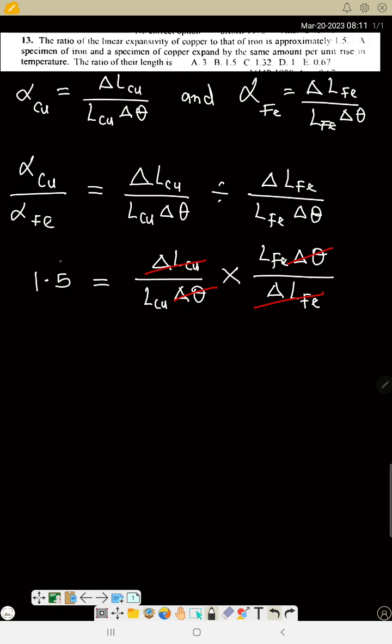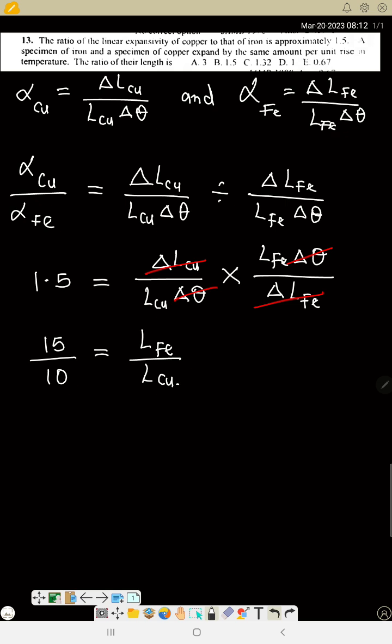So we have 1.5. If you change it to fraction, remember I said if you want to change a decimal point to fraction, you remove the point. So this will be 15 divided by 10. So if you remove the points, you write 15, divided by 1 and each number after decimal is 0. So watch my video on how to change decimal point to fraction, so you understand that part. So we now have linear expansivity of iron divided by linear expansivity of copper. So that's what we have here.